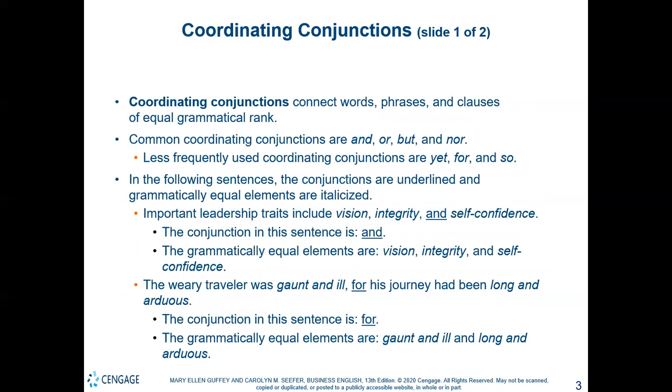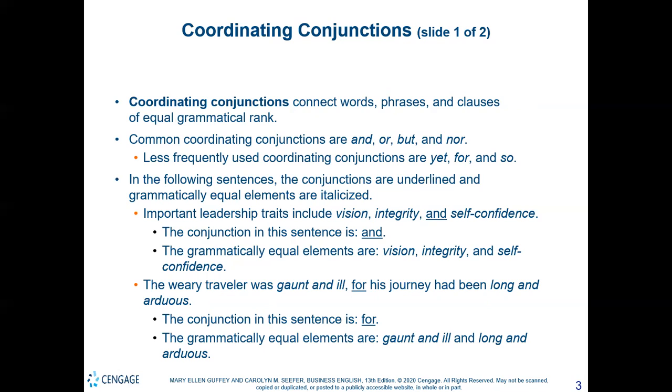Coordinating conjunctions. Coordinating conjunctions connect words, phrases, and clauses of equal grammatical rank. Common coordinating conjunctions are and, or, but, and nor. Less frequently used coordinating conjunctions are yet, for, and so. In the following sentences, the conjunctions are underlined and grammatically equal elements are italicized. Important leadership traits include vision, integrity, and self-confidence. The conjunction in this sentence is and. The grammatically equal elements are vision, integrity, and self-confidence.